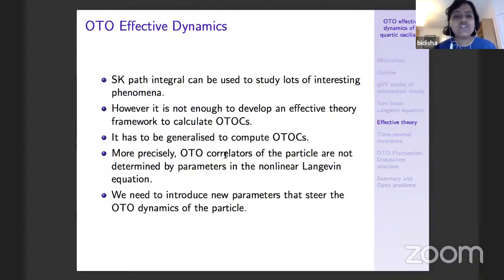More precisely, OTO correlators of the particle are not determined by the parameters of the nonlinear Langevin equation, because we got this nonlinear Langevin theory from the effective theory, which was obtained just from path integration over a single time fold. So we definitely need some more parameters which steer the OTO dynamics of the particle, so to say.